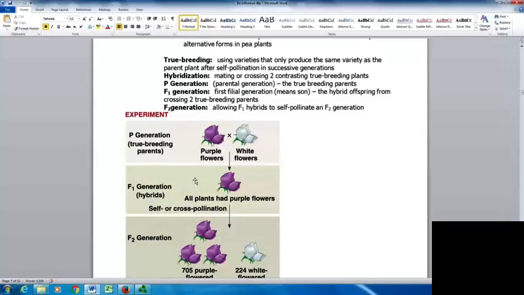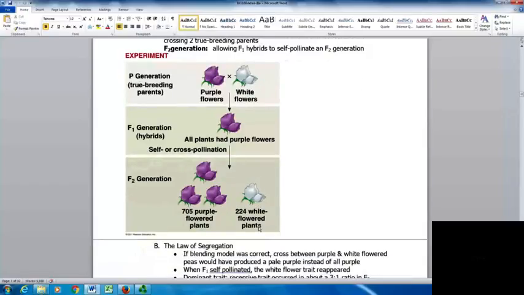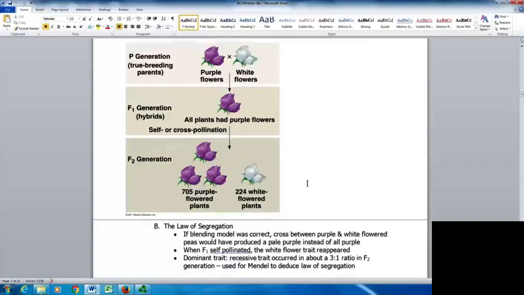In the F2 generation, you would self or cross-pollinate hybrids within the same generation, and what we saw was about a 3-to-1 ratio. You would see the white flowers come back again. That told us that the blending model was not correct. If it was, you would have seen a cross between purple and white flowered plants produce pale purple instead. So here you saw the white flower trait reappear.